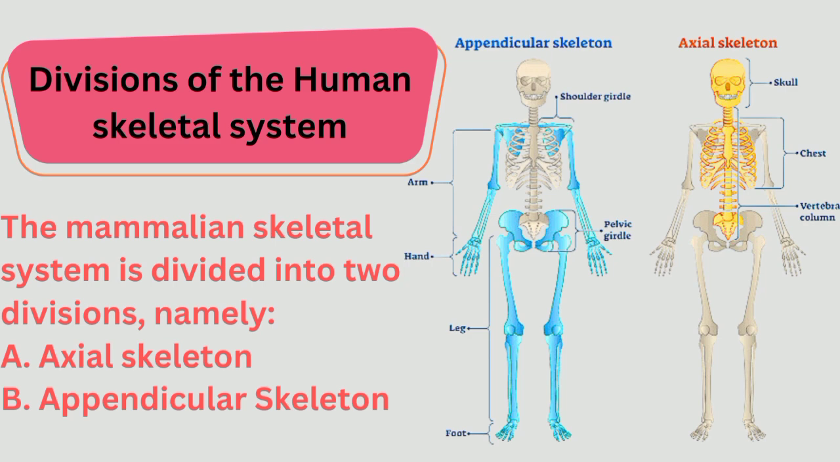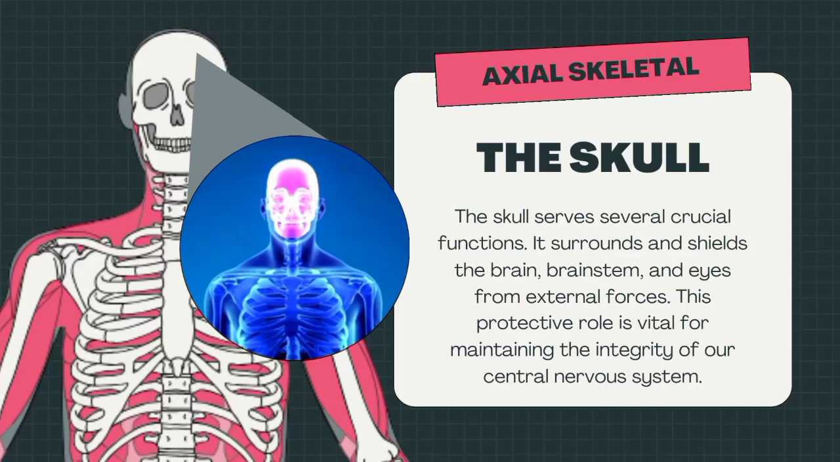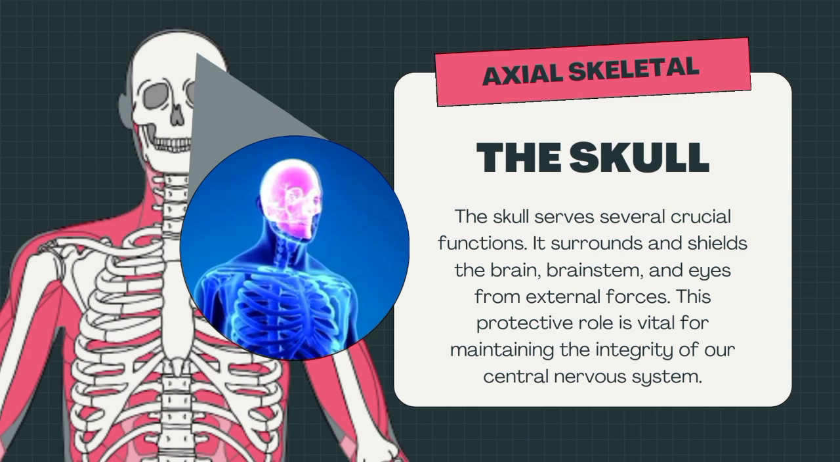The axial skeleton is made up of the skull, the vertebral column or backbone, the ribs, the sternum, and the breastbone. The appendicular skeleton is made up of the limbs, that is the bones of the hands and legs, and the girdles, that is the pectoral and the pelvic girdles. Let's look at the bones of the axial skeleton, starting with the skull.